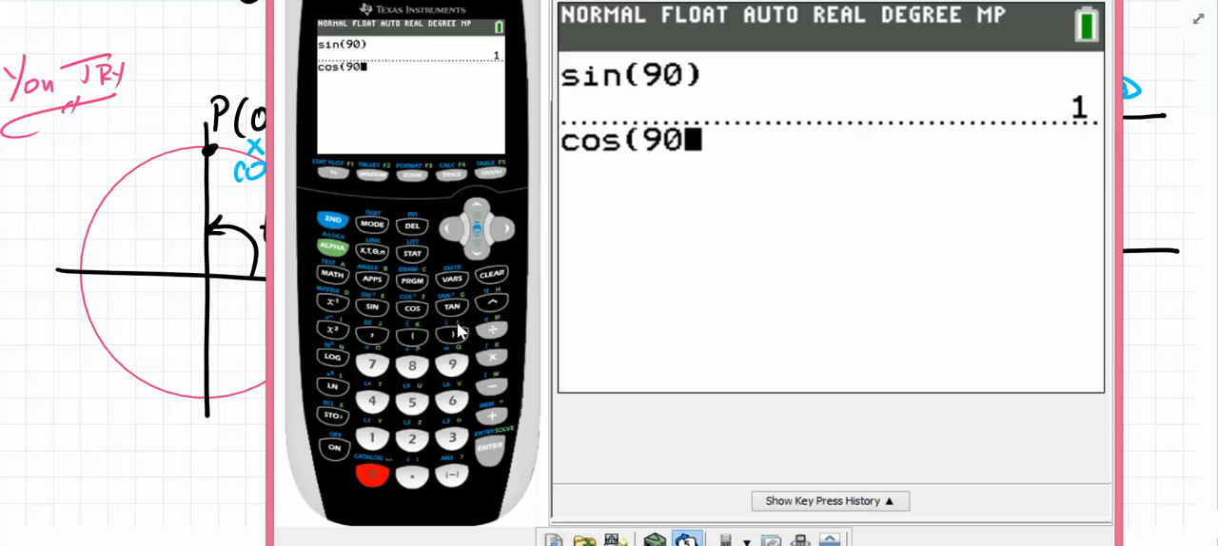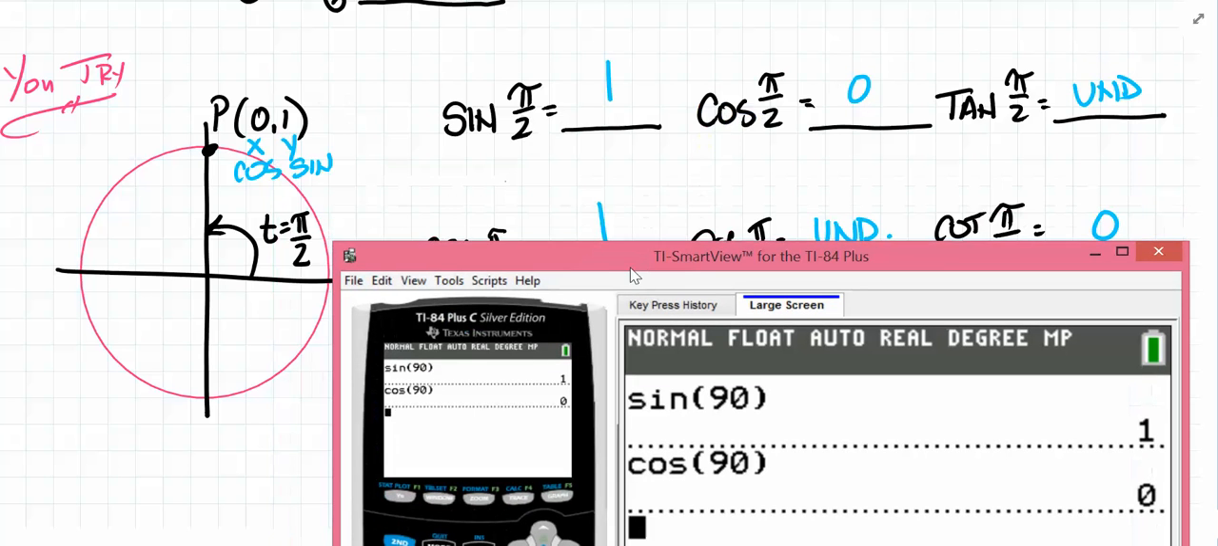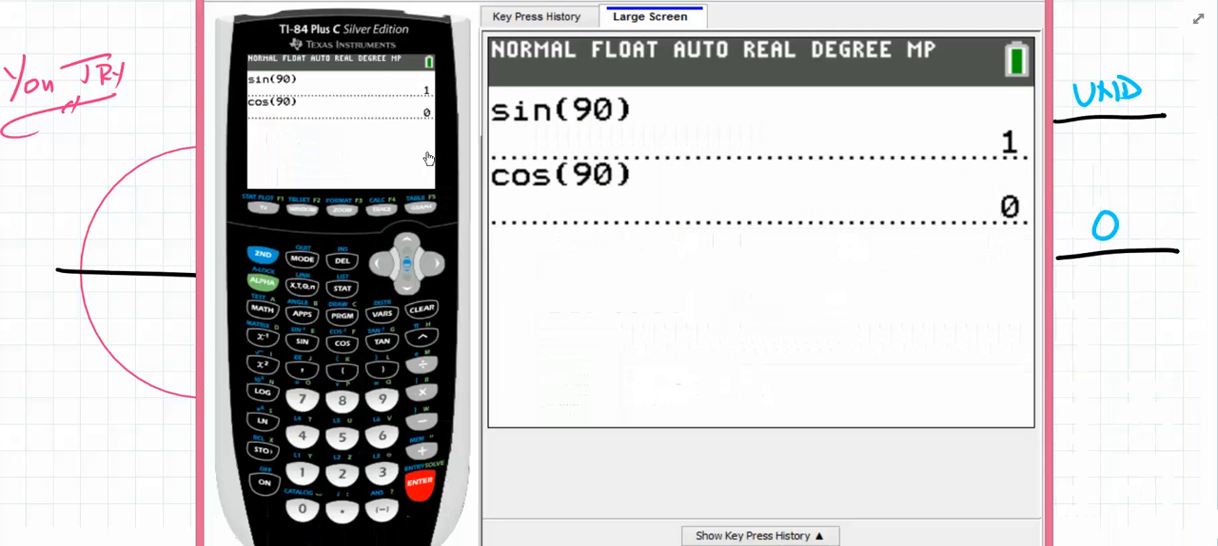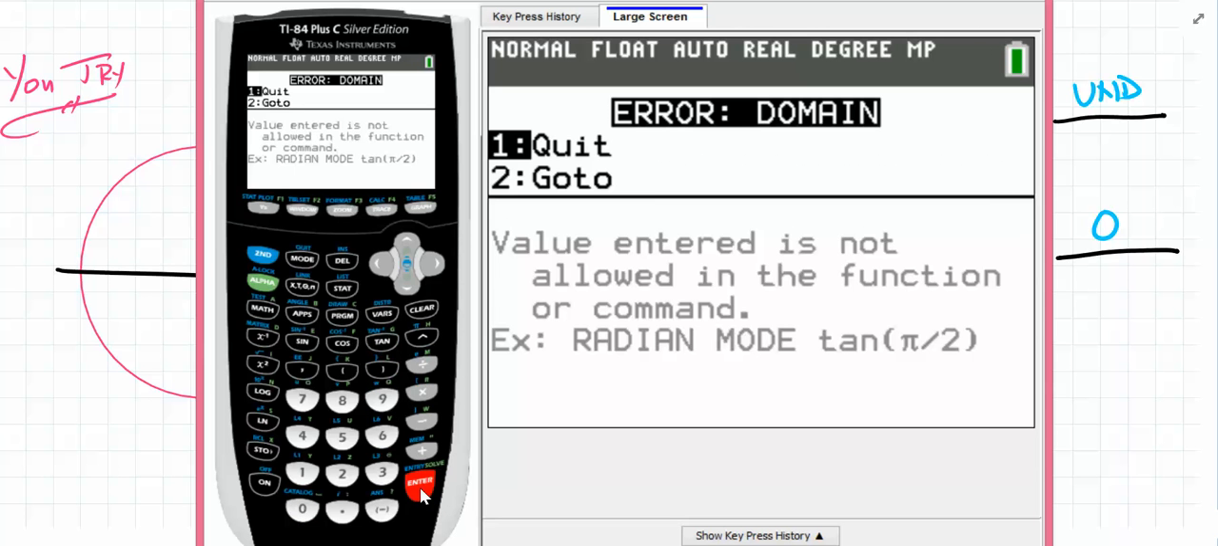Now watch what happens when you push the tangent of 90 degrees. You get an error. How come? Because it's undefined. Oh, that makes so much sense. I'm so glad this is making sense. Okay, awesome, great. Get yourself back out of this.